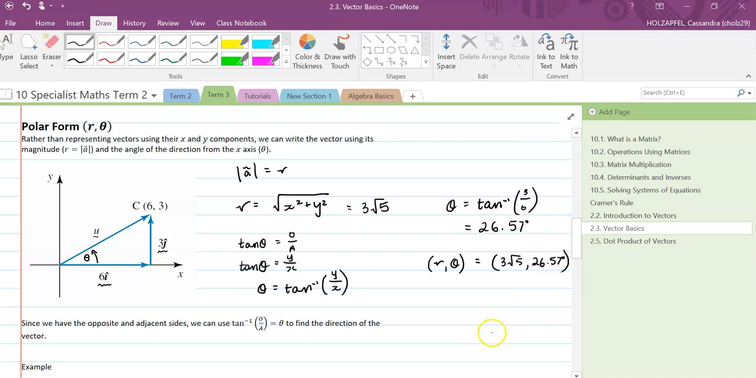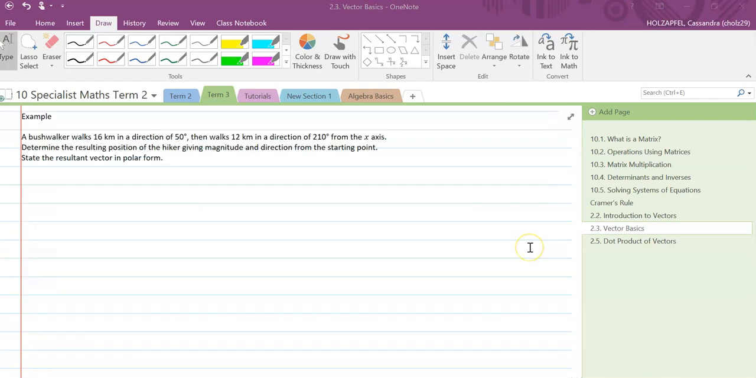Let's go ahead and use another example. A bushwalker walks 16 kilometers in a direction of 50 degrees. Here you can already tell that they've given us the magnitude and the direction, so we're going to be operating in polar form. The bushwalker then walks 12 kilometers in a direction of 210 degrees from the x-axis. So let's go ahead and draw this scenario. Now we need to determine the resulting position of the hiker, giving magnitude and direction from the starting point.